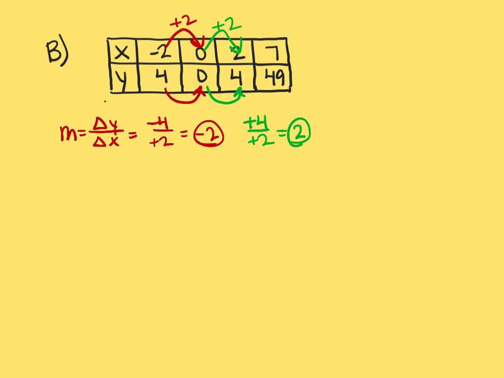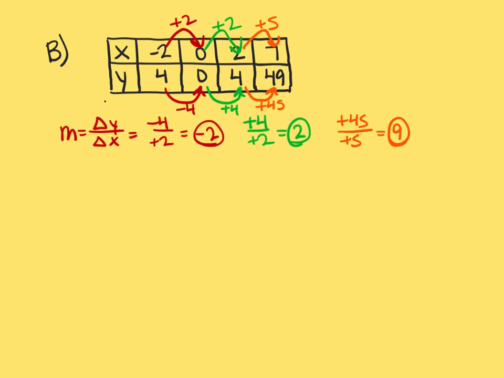Notice the signs are different there. From 4 to 49, it goes up 45. From 2 to 7, it goes up 5. 45 divided by 5 is 9. What you'll notice is that your rates of change are all different. Now, you could have had different numbers that you plugged into your fractions, and they might have simplified to be the same answers, but they didn't here.